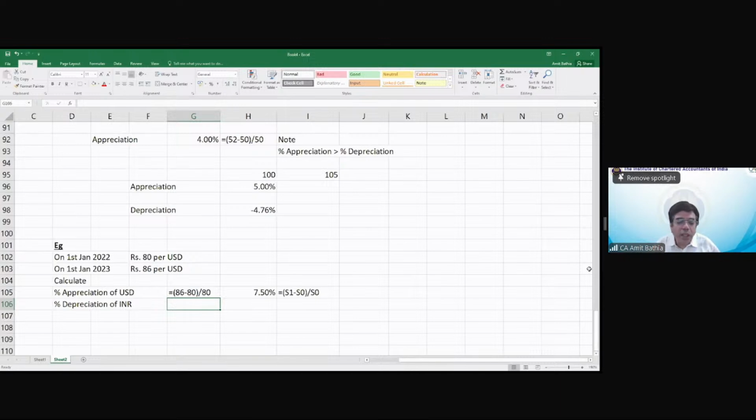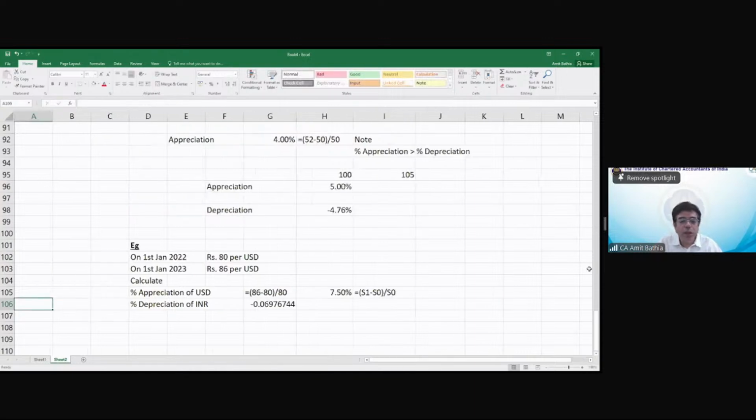Now, I want to calculate percentage depreciation of INR. So, as I was mentioning earlier also, depreciation is, this is the value from which I am going down. Right? So, my base is going to be the higher value. So, I am essentially going to go from 80 minus 86 divided by 86. Right?